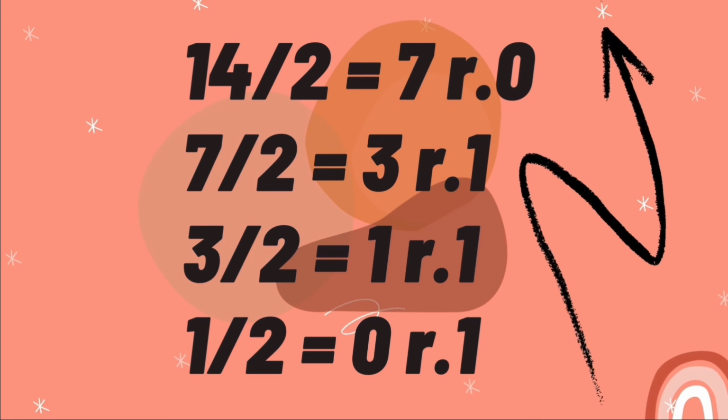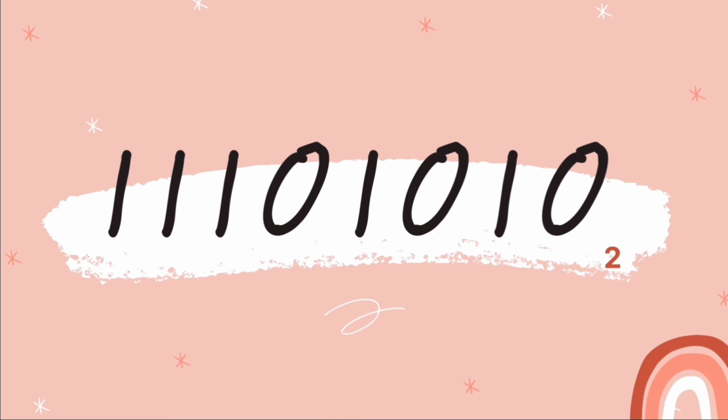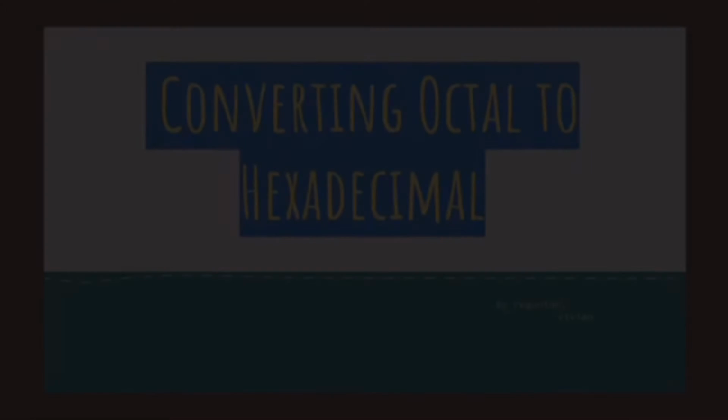Lastly, read the remainder upwards to get the answer. And now our binary answer is 1110101 with the base of 2.